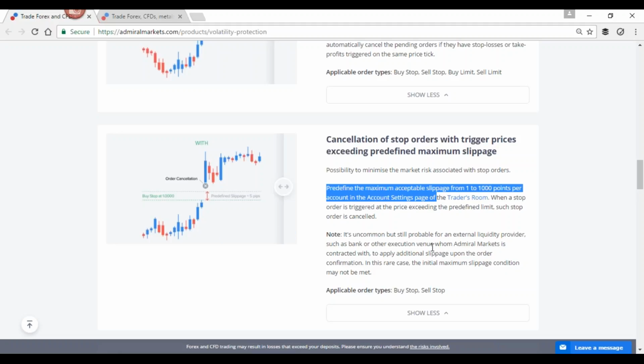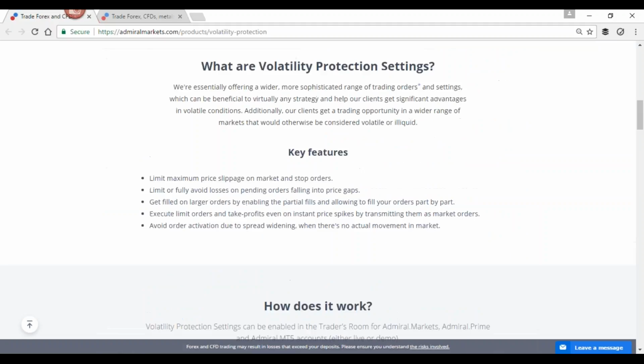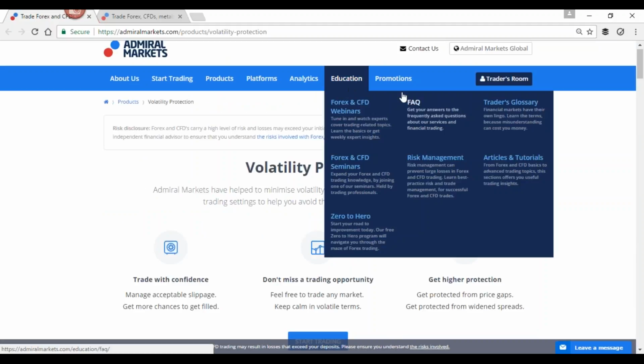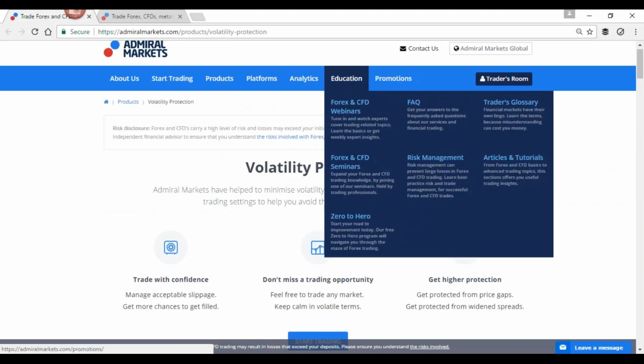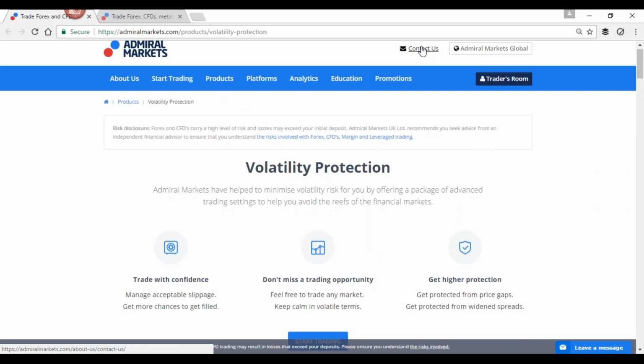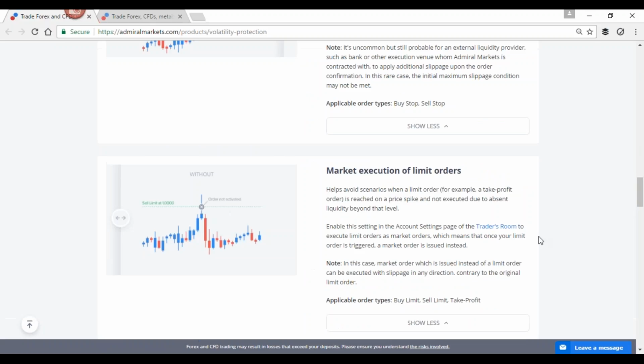You can either check it yourself, send a message through Admiral Markets. We can do it together. You can contact, let's see, it should be somewhere, contact us. And you can change that indeed in the Traders Room account settings page. So then once you know the pip, you can write it in there.